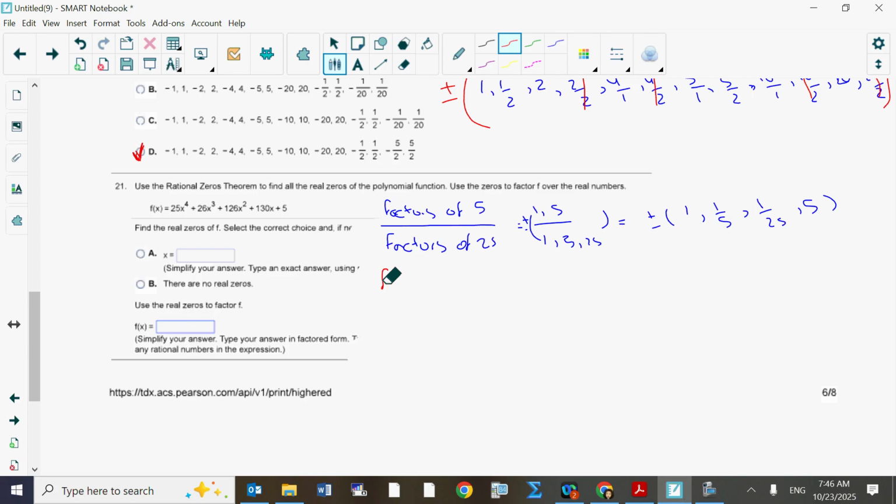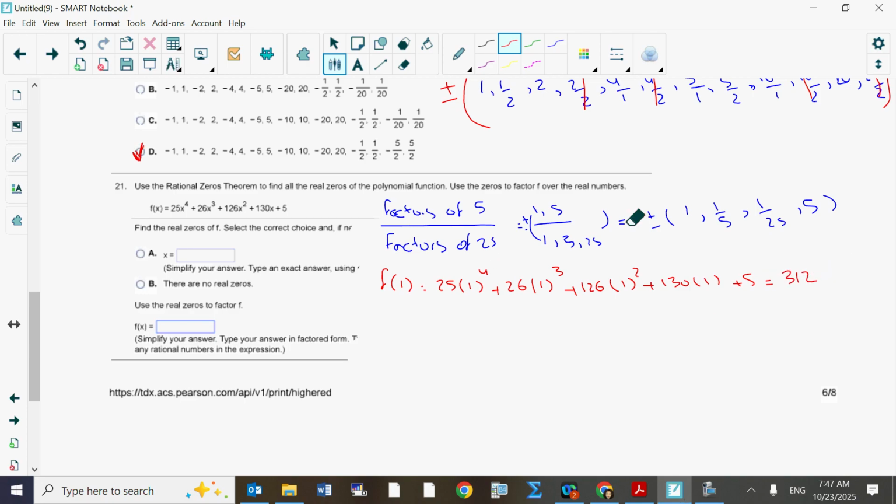So I'm going to try f of 1. What is f of 1? It's 25 times 1 to the power of 4, plus 26 times 1 to the power of 3, plus 126 times 1 to the power of 2, plus 130 times 1 plus 5. When you calculate, this is going to be equal to 312.